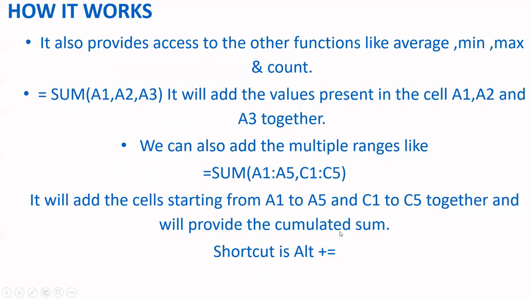For example, SUM of A1, A2, A3 will add all the values present in cells A1, A2 and A3 together. We can also add multiple ranges, like SUM open bracket A1 to A5, C1 to C5. It will add all the cells from A1 to A5 and C1 to C5 together and provide the cumulative sum. The shortcut is Alt plus equals.